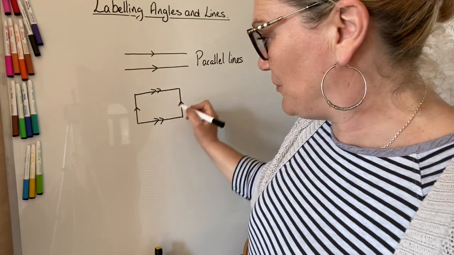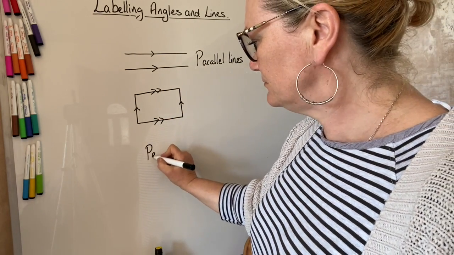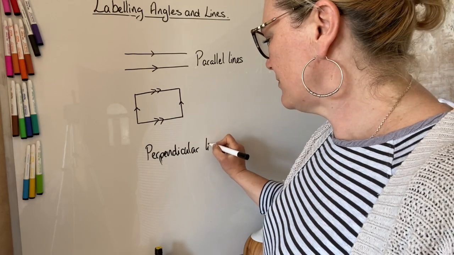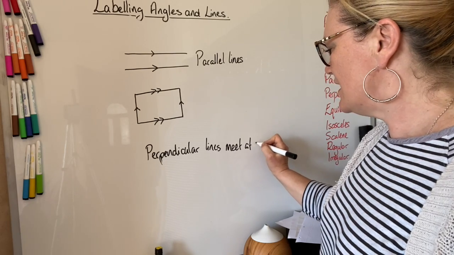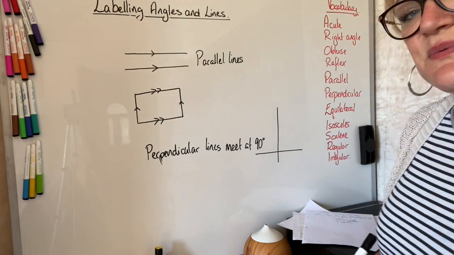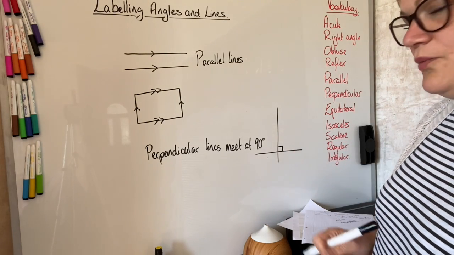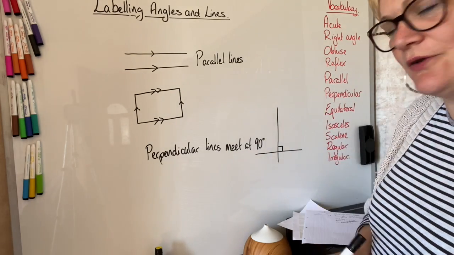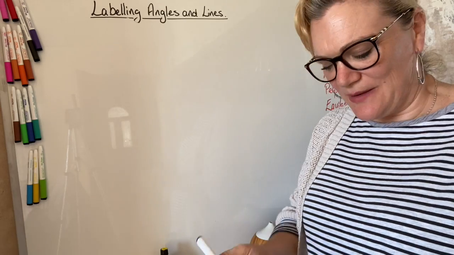The other kind of lines that we have, and we also have them on a rectangle, are perpendicular lines. A perpendicular pair of lines meet at exactly 90 degrees. So any time you see a 90 degree angle, you have got some perpendicular lines. And those lines meet at exactly 90 degrees, which we mark with the little square rather than a rounded angle.